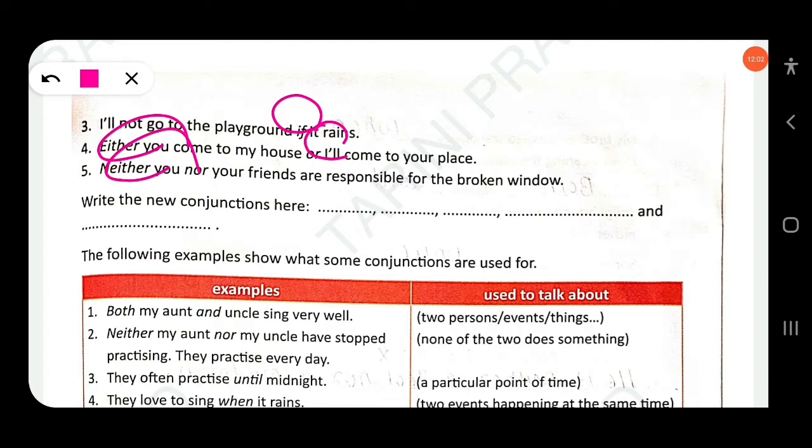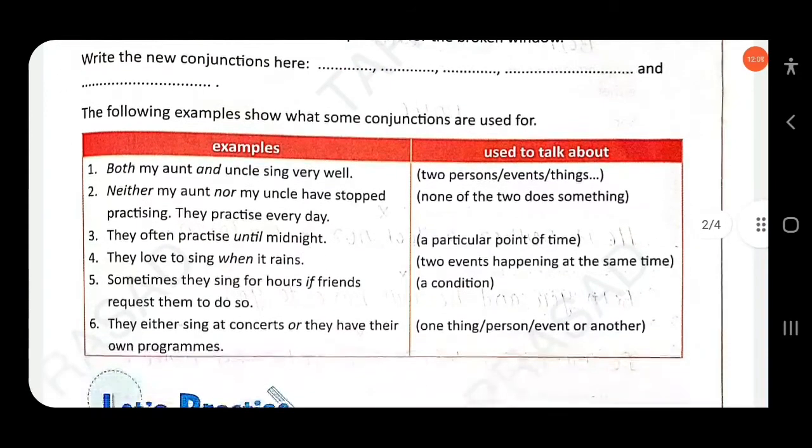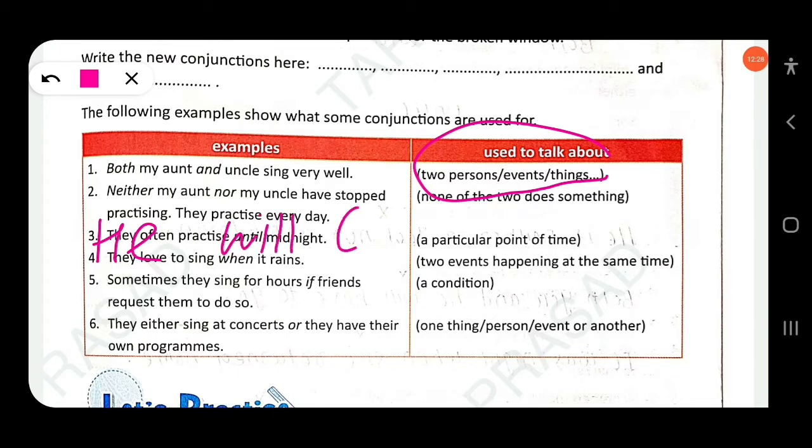Okay, so you have to write here these conjunctions. Okay, clear? Then the following examples show what some conjunctions are used for. Both my aunt and uncle sing very well. We use it when we connect two persons, two events or things. To take an example: he will come here, she will come here.